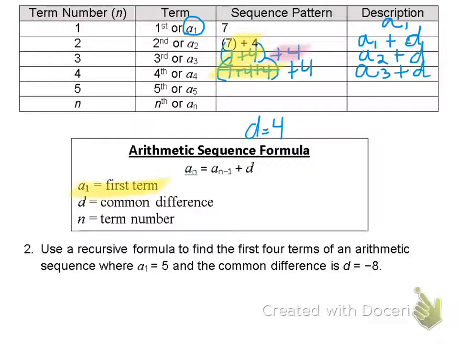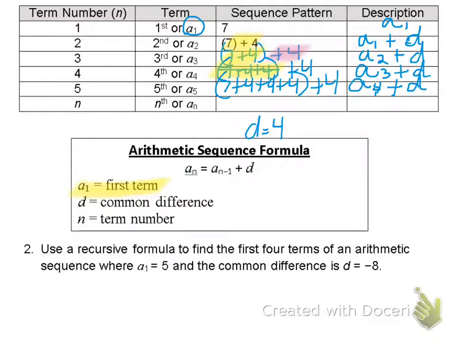Okay, these numbers are supposed to be slightly below the letter A. I know it doesn't look like it with the writing that I'm doing here. And then the next one's going to be 7 plus 4 plus 4 plus 4, which is actually the fourth term, so we'll write A4, plus another 4, or plus D, which is the common difference.